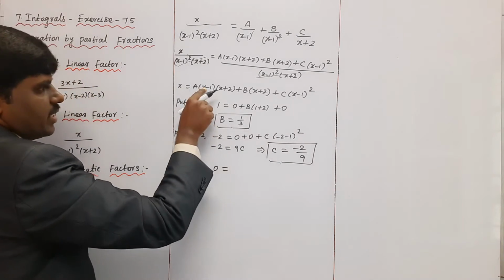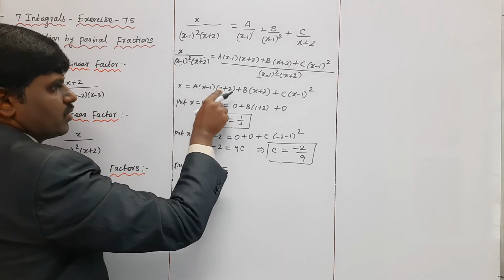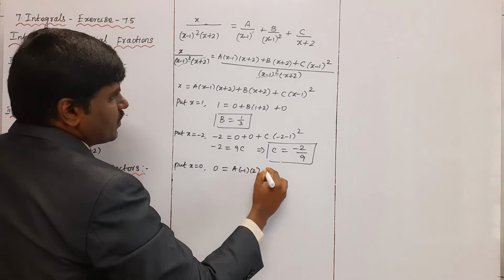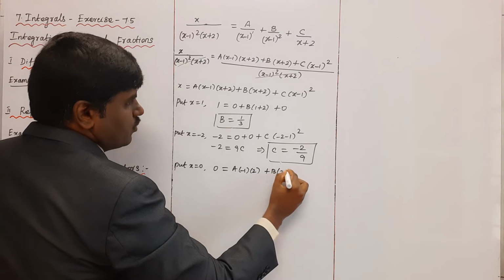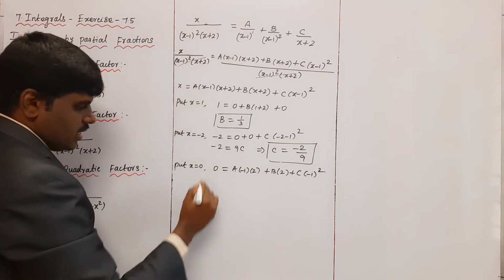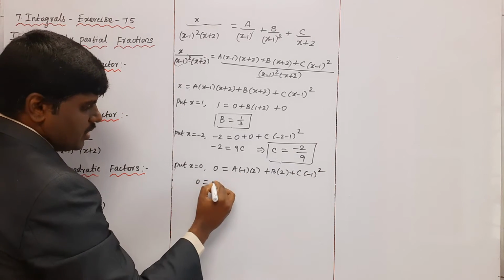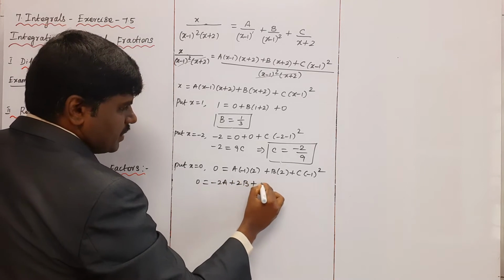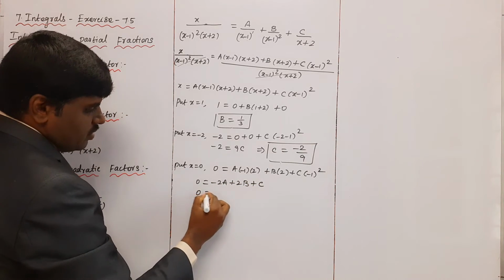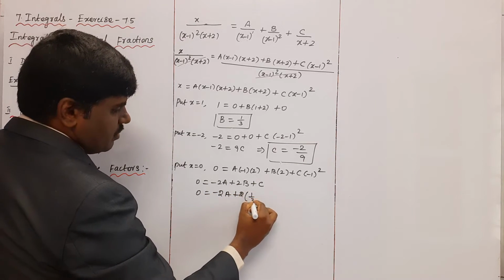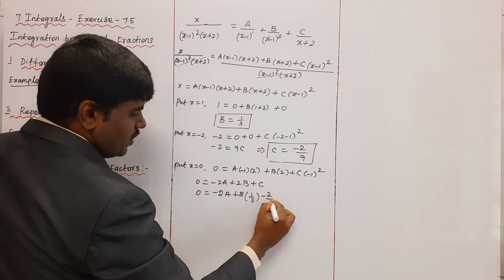Next, what's the value here? X is equal to 0 means here 0, here 0. What's the meaning? A into minus 1 and 2. Again, next b into 2 plus c into minus 1 the whole square. That's clear? So 0 into minus 2a plus 2b plus c, where b is equal to 1 by 3 and c is equal to minus 2 by 9.